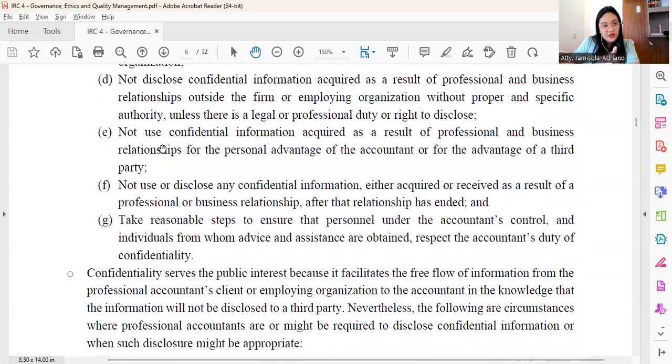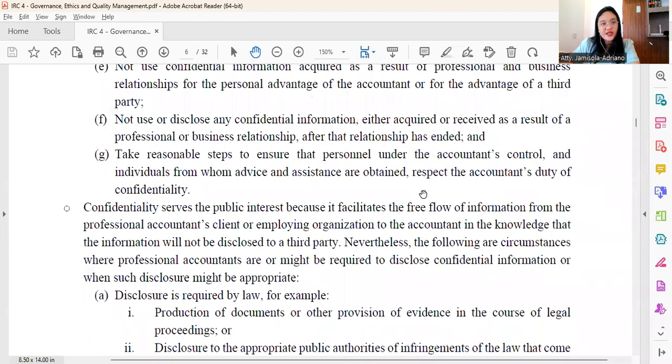You have the obligation to not use the confidential information acquired for your personal advantage or for the advantage of a third party. Not use or disclose any confidential information, either acquired or received as a result of a professional or business relationship after the relationship has ended. So, for example, let's say after one audit season, your client decides not to continue with you anymore. The client found another auditor for the next period. So, any confidential information that you have acquired during your relationship will still remain confidential despite the fact that the relationship has already ended.